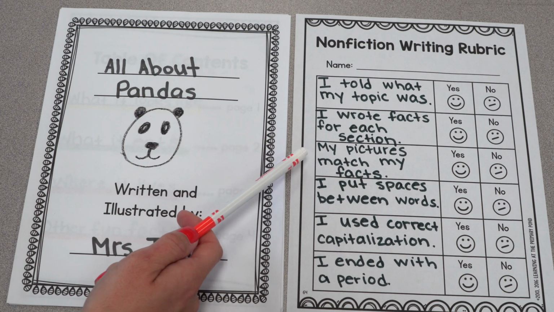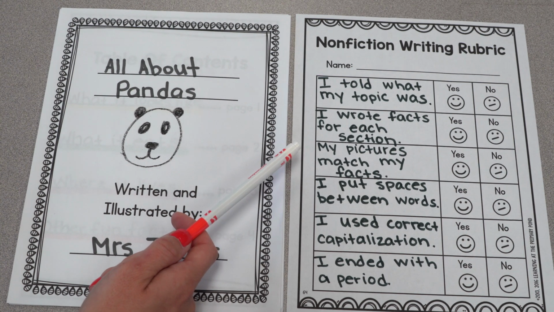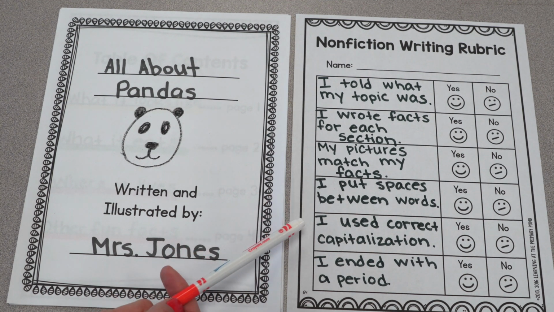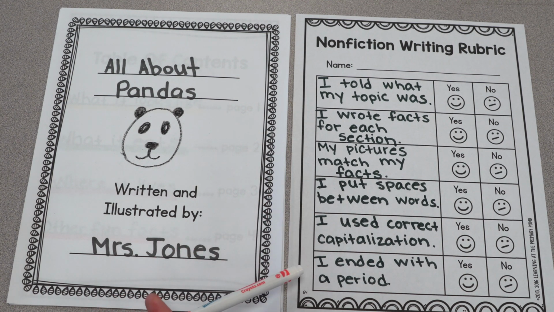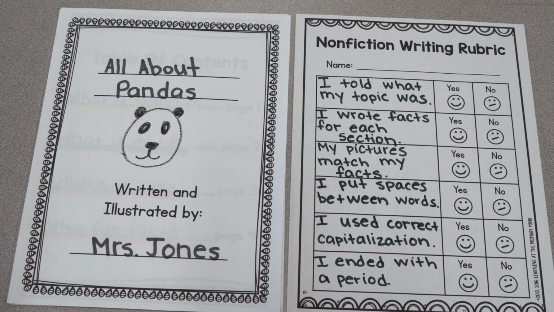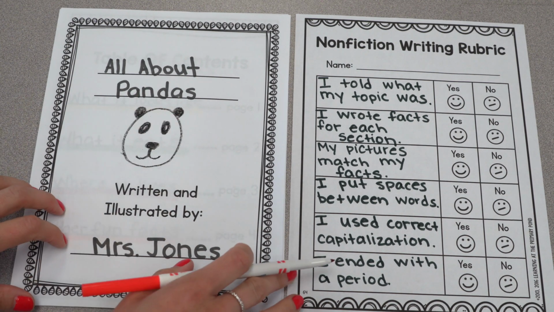My pictures match my facts. So if I'm talking about what they look like, I want to make sure that my picture has all of the details in it that I talk about in my facts. I put spaces between words. I used correct capitalization, and I ended with a period. So we're going to go through each page, and then at the end, we're going to circle either yes or no. So my book again, all about pandas.